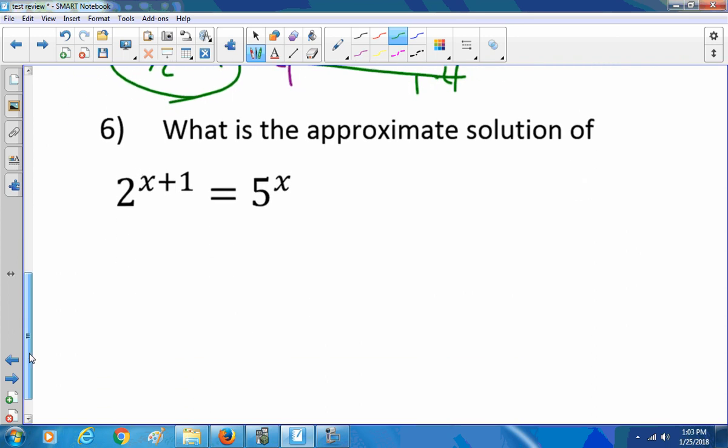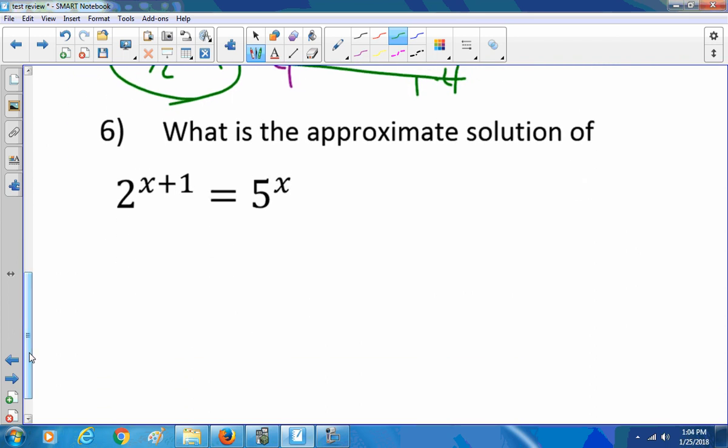What is the approximate solution? This is day 6. How do I know it's day 6? Because it has 2 exponents. Day 1 is the type that has 1 exponent. This has 2 exponents. So here we go. This is the type where we take the log of both sides. What that allows us to do is move the x plus 1 down. It moves the x down.